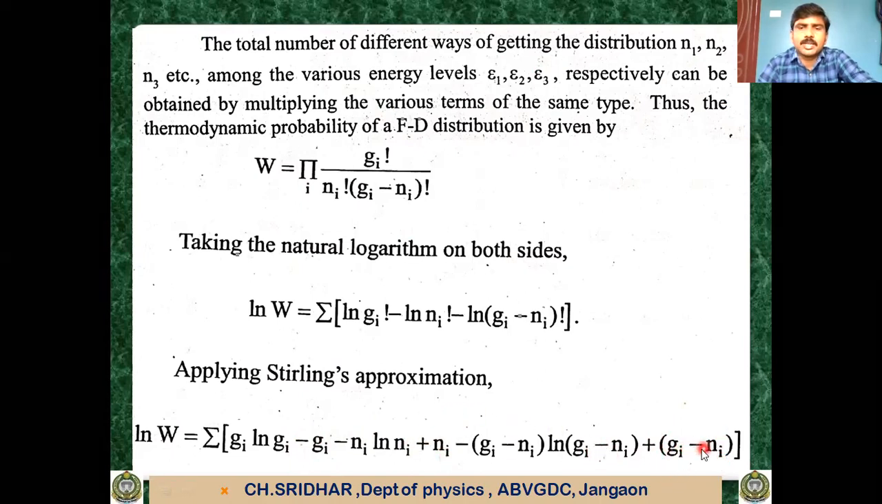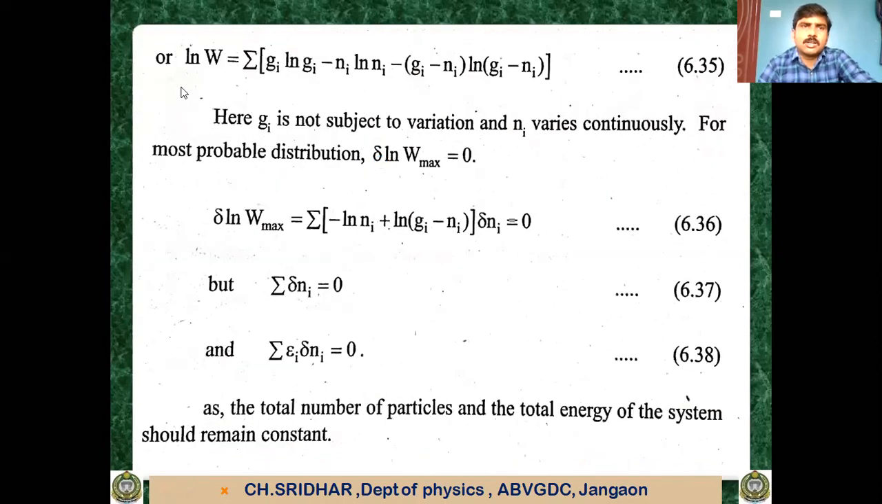So all the terms will be cancelled, and we are left with Gi into ln Gi minus Ni into log Ni minus Gi minus Ni into log of Gi minus Ni. So three terms will be left in the equation. Then log W is equal to summation of Gi log Gi minus Ni log Ni minus Gi minus Ni into log of Gi minus Ni. And here Gi is not subjected to variation and Ni varies continuously.